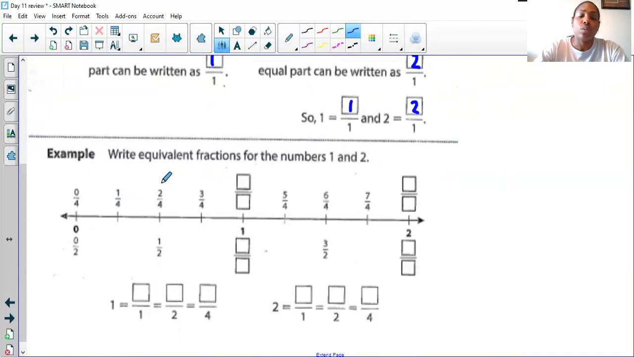Our next example uses equivalent fractions. So write equivalent fractions for the numbers 1 and 2. So I see 0/4, 1/4, 2/4, 3/4. So what goes right here? 4 fourths, very good. Then we have 5 fourths, 6 fourths, 7 fourths, 8 fourths. Nice. All right, down here, it's been divided into halves. So 0 halves, 1 half. There you go, 2 halves, 3 halves, and that would make 4 halves.